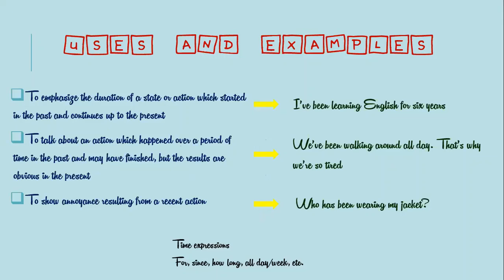And we can also use it to talk about an action which happened over a period of time in the past and may have finished, but the results are in the present. Like, we've been walking around all day, that's why we're tired. And also we can use it to show annoyance resulting from a recent action, like who has been wearing my jacket? And the time expressions we use with this form are for, since, how long, all day, all week, etc.